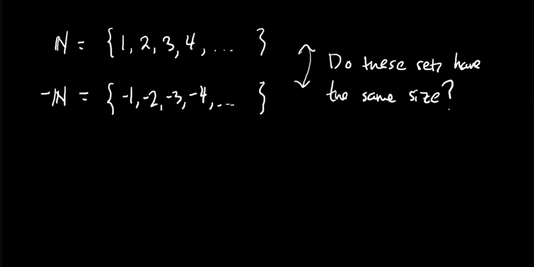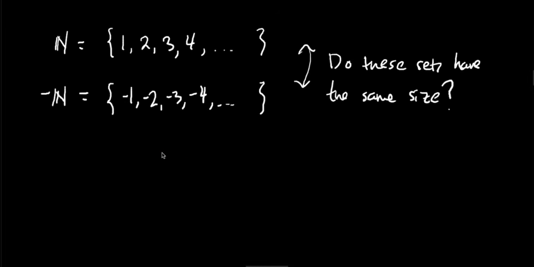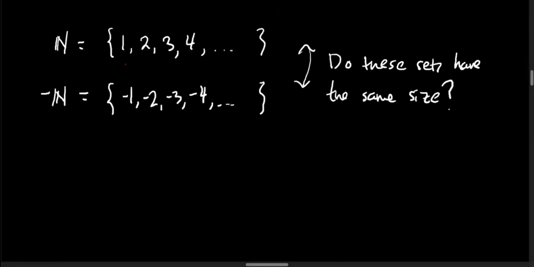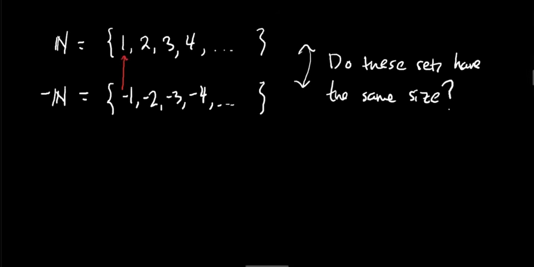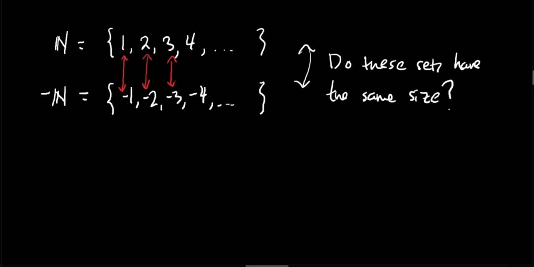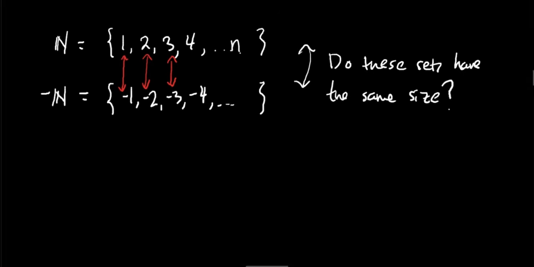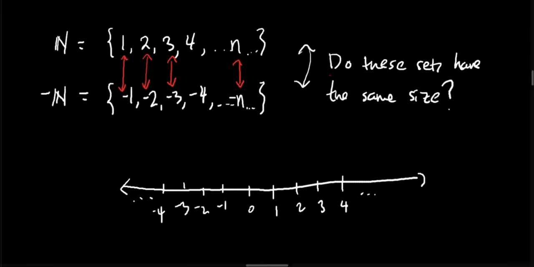Well, if by that question we mean, does there exist a pairing of the elements of the two sets, in the way that we paired students with chairs, in the way that we paired groups of 2 with groups of 3, then obviously the answer is yes, because we can pair 1 with minus 1, 2 with minus 2, 3 with minus 3, and so on. And in general, we pair the number n with the number minus n. So on the number line, this pairing looks like this.